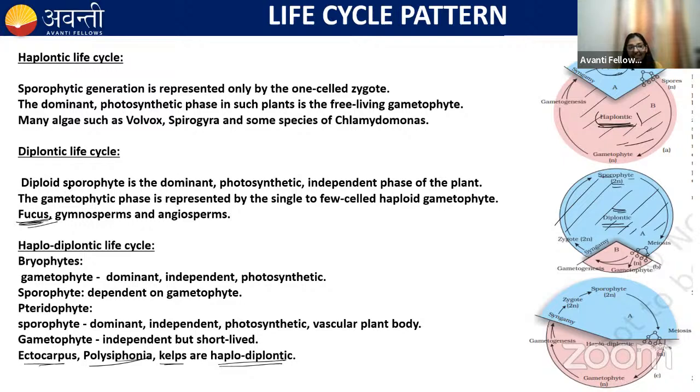Here you will observe that the sporophyte is dominant, photosynthetic and independent, whereas the gametophyte is represented by a single cell, it is haploid and it is very reduced.